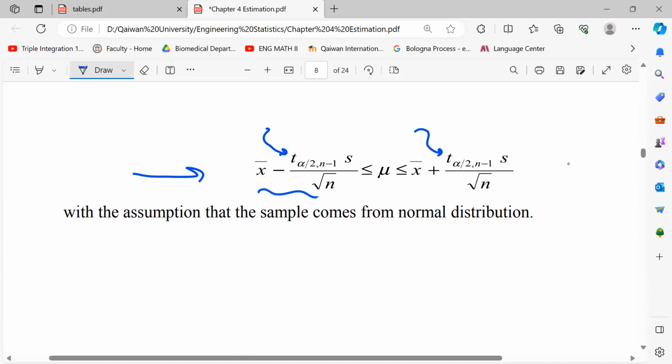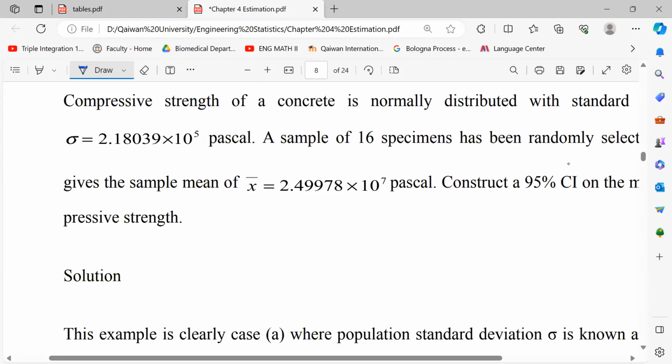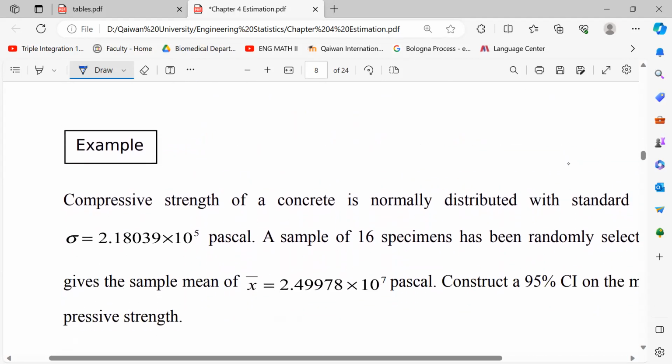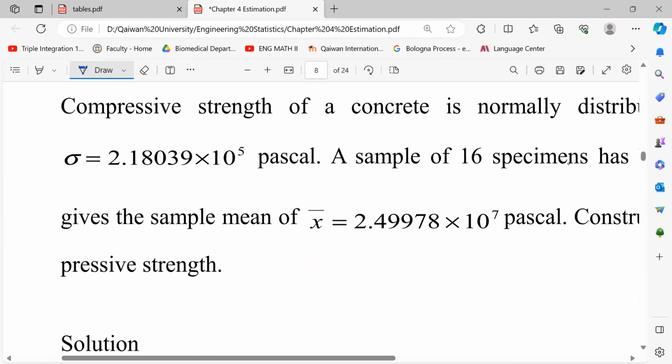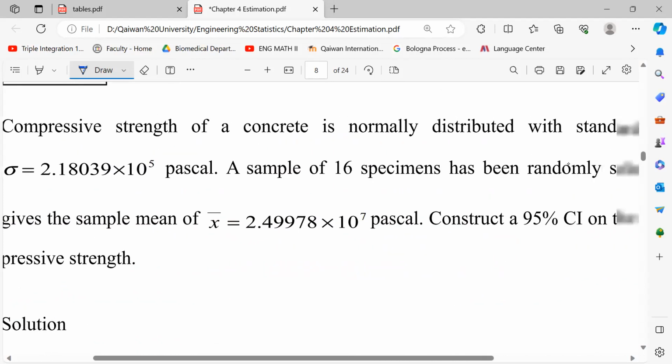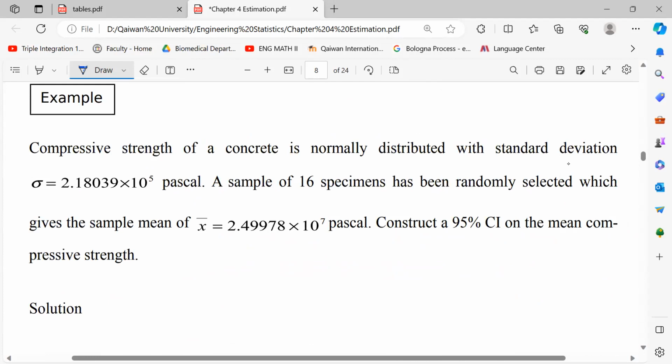It's just calculation here. n is given, X bar is given, S is given. And also T can be obtained from the table. So you can get it. This is the confidence interval for the mean of the population, as we have three cases. Look, we have an example here.